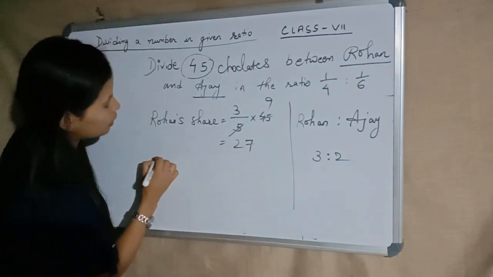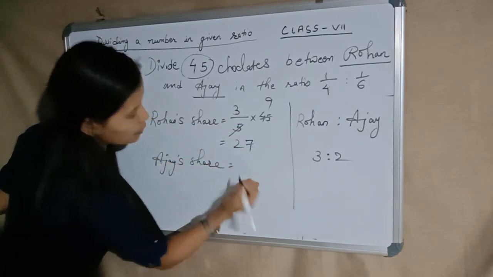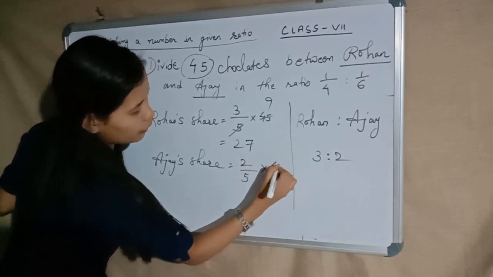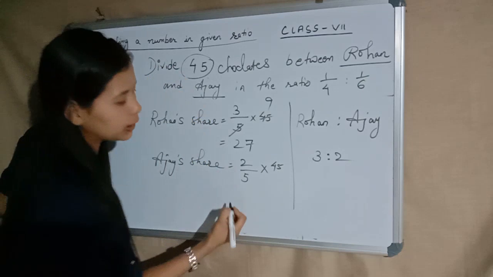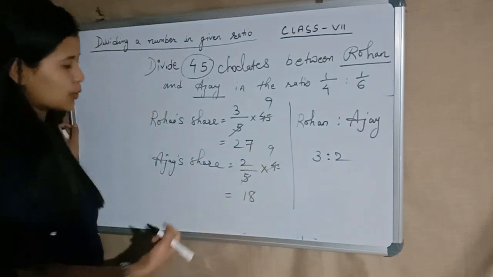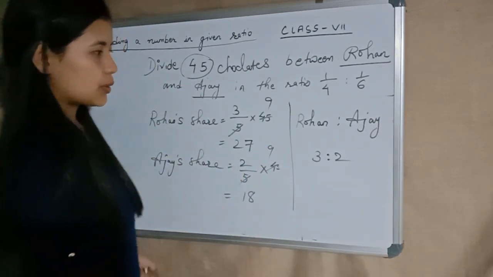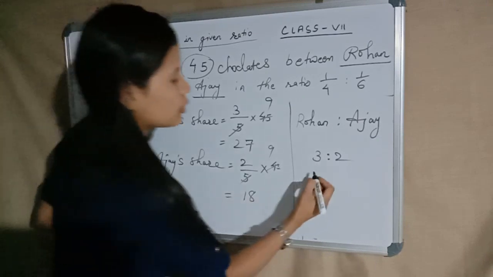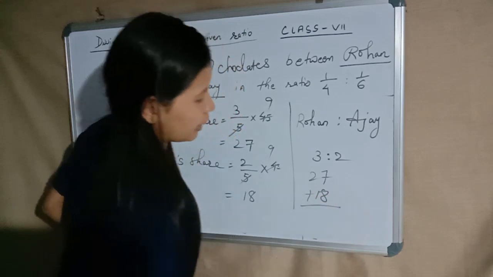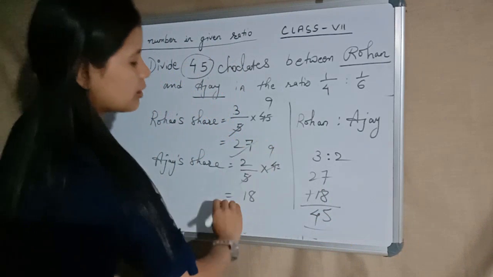Okay. Another one is Ajay. So Ajay's share will be equal to 2 by 5 into 45. I'm using the previous formula. 5 9s are 45, 9 2s are 18. So Rohan gets 27 chocolates and Ajay gets 18 chocolates. You can always check whether your answer is correct or not. The total number should be equal to 45. So 27 plus 18 equals 45. So our shares are correct.